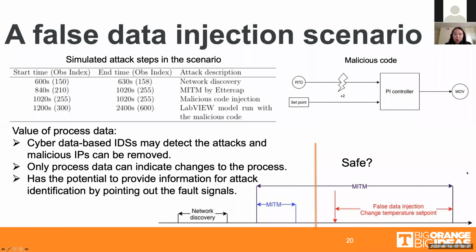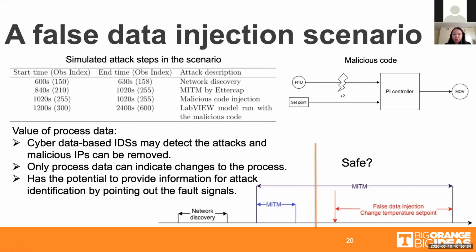So here I want to talk about two different types of false data injection that attackers can do, showing this figure, depending on if the attackers are still in the system when the false data injection is conducted. The first type, shown in purple, is where the attacker used a man-in-the-middle attack to access the system and then performed the false data injection. So all the time the attacker is in the system. The second scenario is displayed here, where the attacker performs the man-in-the-middle attack and then leaves the system, but the attacker injected malware which conducts a false data injection to change the temperature set point or change the RTD readings, as demonstrated in this scenario.